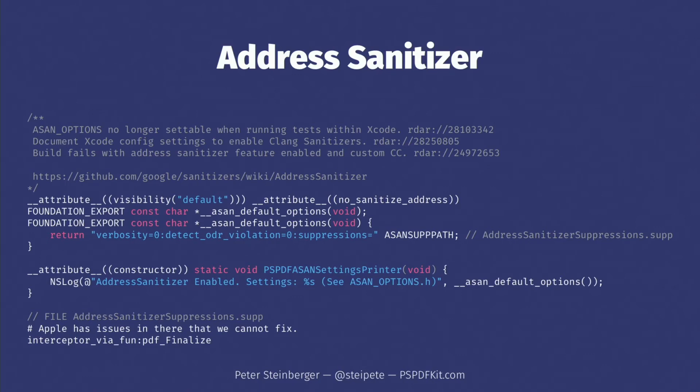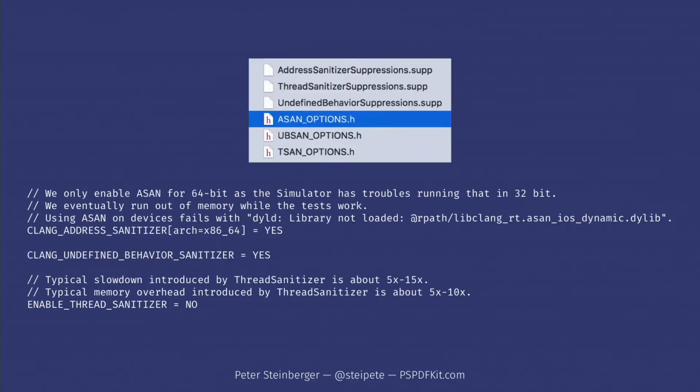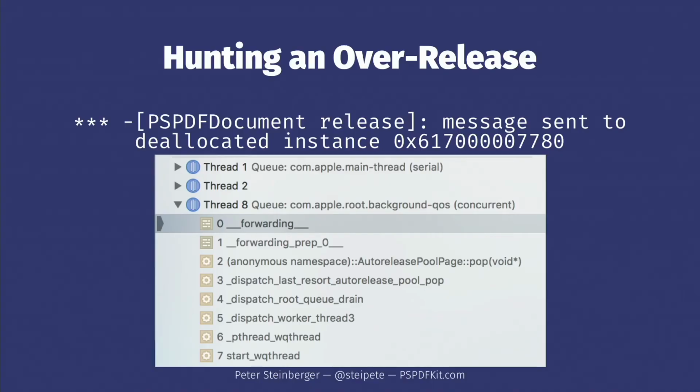But we, for example, needed to add a suppression list because there was some Apple code that triggered in the address sanitizer, and there's really nothing we can do other than file a radar. So we excluded it. And yeah, I recommend that you share this in your project, especially if you have multiple targets.